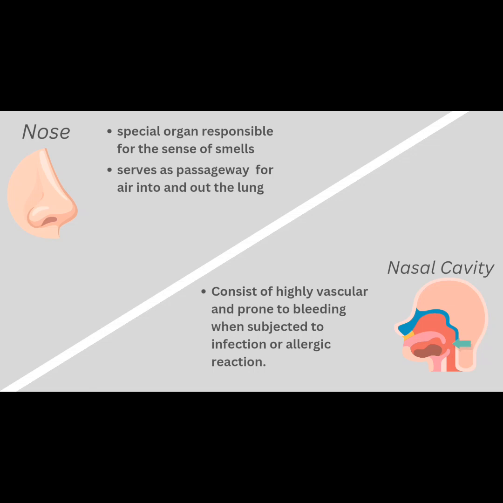The nasal cavity is highly vascular and prone to bleeding when subject to infection or allergic reaction. It consists of three layers which are the nasal septum, superior portions, and paranasal sinus.